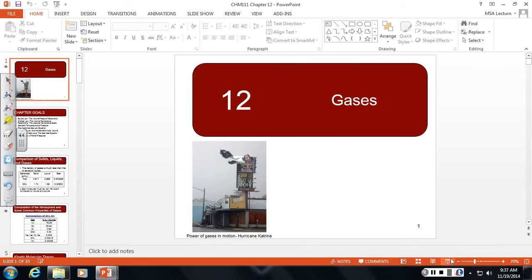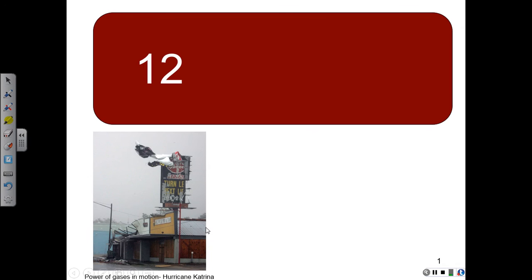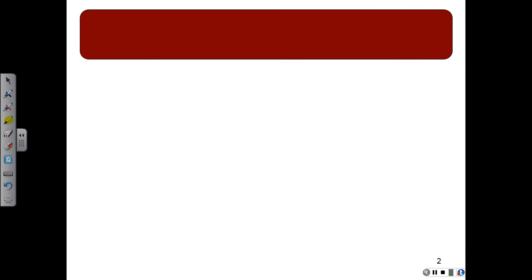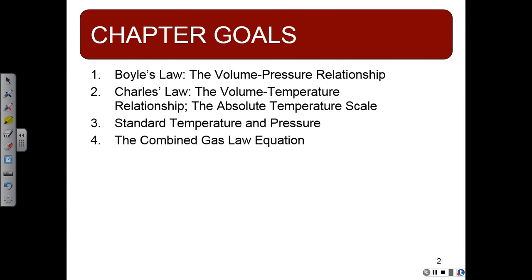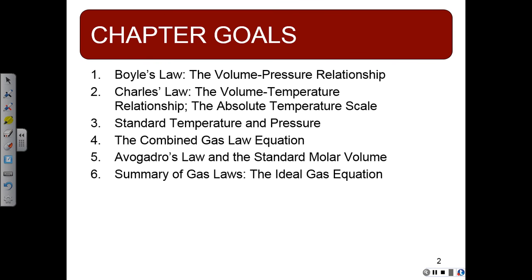Okay. This is a picture from Hurricane Katrina showing you the power of gases just in our atmosphere, right? So the hurricanes, storms, anything like that, that's a lot of power driven behind those molecules moving really fast, and the power of the gases even in our atmosphere. Okay, we're going to probably get through all this today, so here's just a little summary.